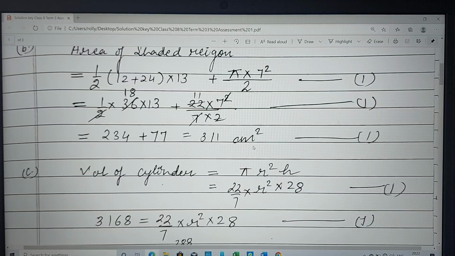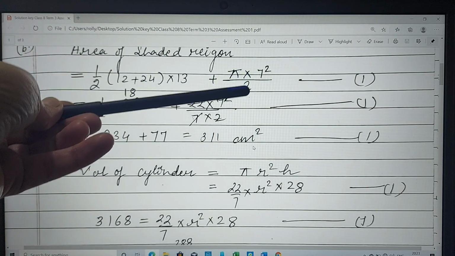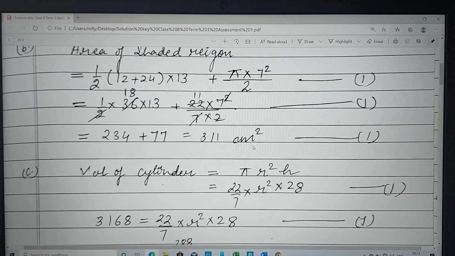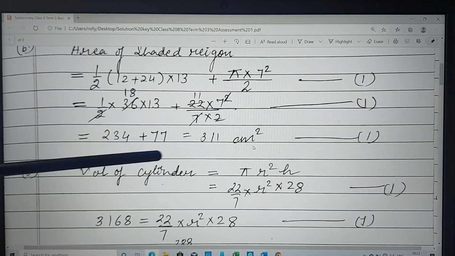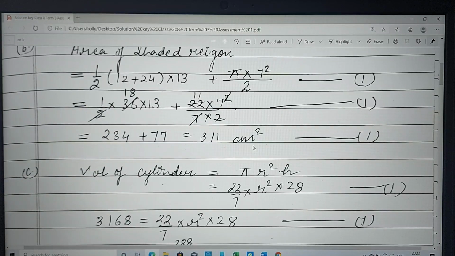So that is 13. Now coming to the semicircle, the formula for area of semicircle is pi r squared divided by 2. The diameter is given as 14, so radius will be diameter upon 2, that means 7. So pi r squared, 7 squared divided by 2, because it is a semicircle, so it will be half of the entire circle. Clear? We have put the values and calculated it. It will come 311 centimeter square. Clear? Now, moving on to the next question.